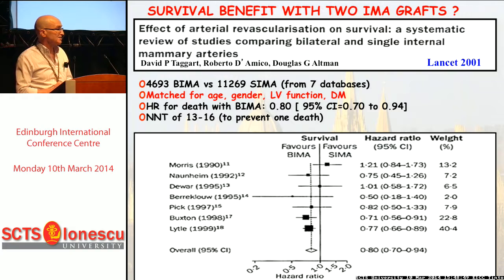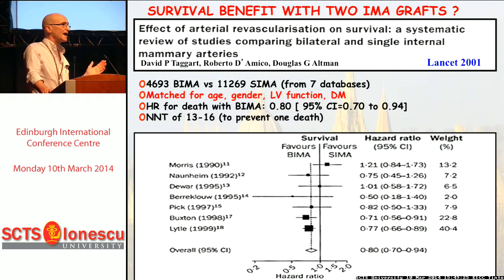So we published this systematic review of studies comparing bilateral and single IMA grafts, now in 2001, so well over a decade ago. And at that time, we matched almost 4,700 patients with bilateral and 11,000 single mammaries from 7 databases. And importantly, we matched these patients for age, gender, LV function, and diabetes, because these four factors by themselves give a strong indication of the likely longevity of a patient, even independent of any knowledge of their coronary anatomy.